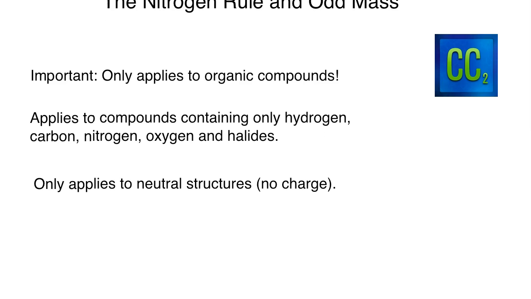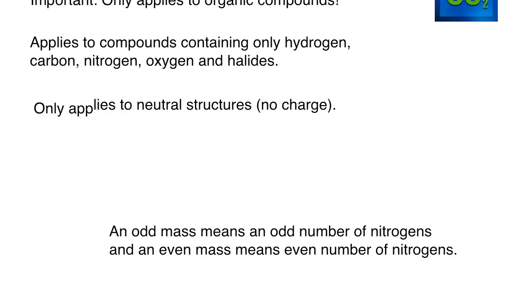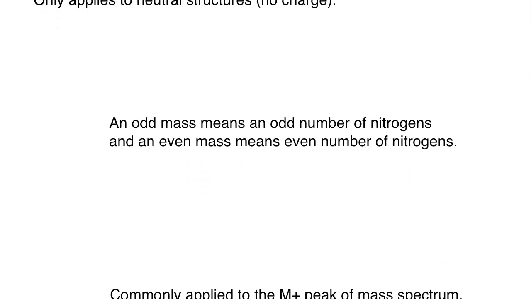So what is the actual nitrogen rule when we take a look at it? It states that an odd mass is going to mean an odd number of nitrogens, and an even mass is going to mean an even number of nitrogens. Again, in the context of an organic compound that is neutral. So a lot of times instructors will bring this up when they get into mass spec because it is a very handy rule to know when you're looking at a mass spec.